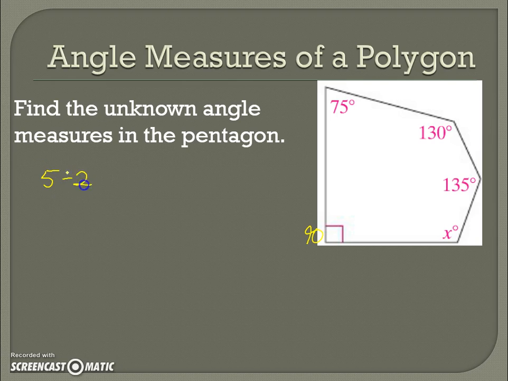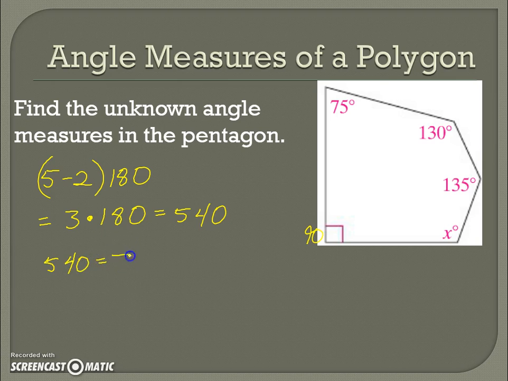So we're going to have 5 minus 2 times 180, which equals 3 times 180. And 3 times 180 is 540. So I know that all of these angles added together need to equal 540. So my equation is going to look like this. It's going to be 540 equals all of these angles added. So I got 1, 2, 3, 4, 5 angles. And then I just solve this equation for x.